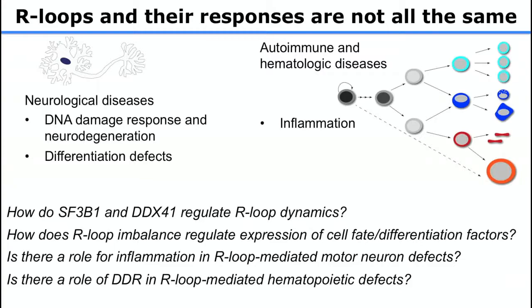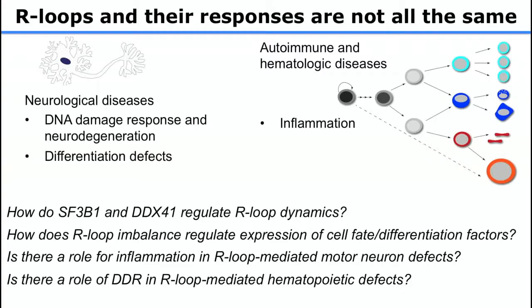There is elevated inflammation in Sf3b1 mutants as well. It's known that neurons are hypersensitive to inflammation, so it could be that this is also occurring in this context. We just haven't explored it yet.